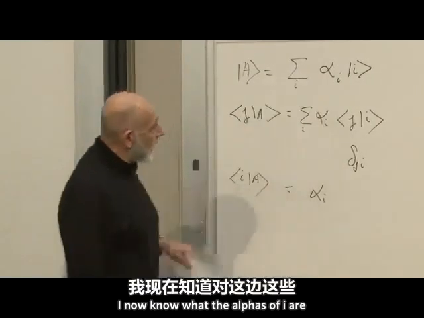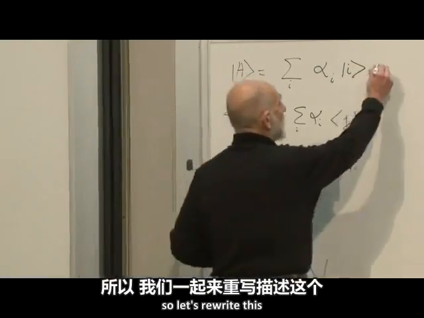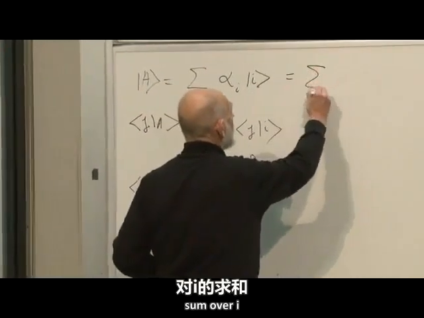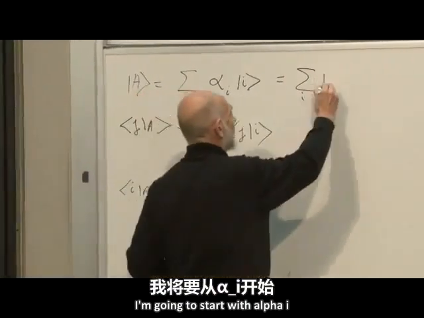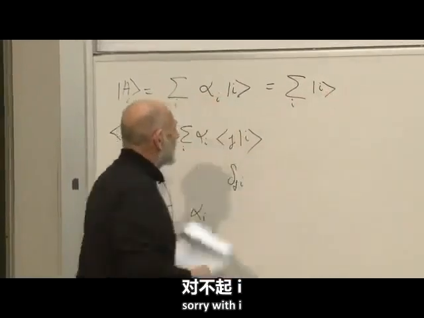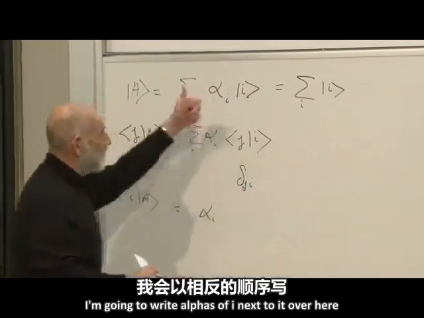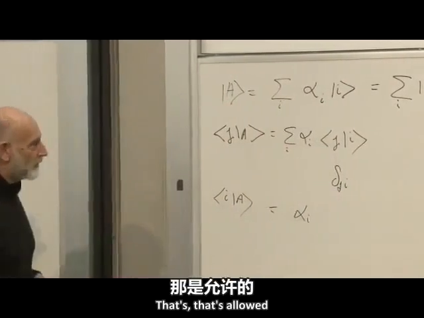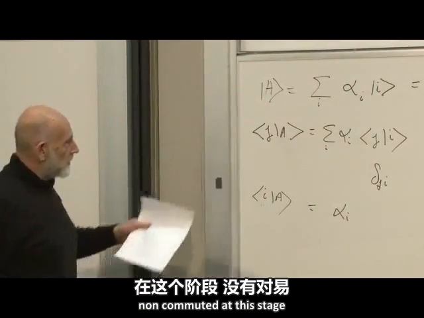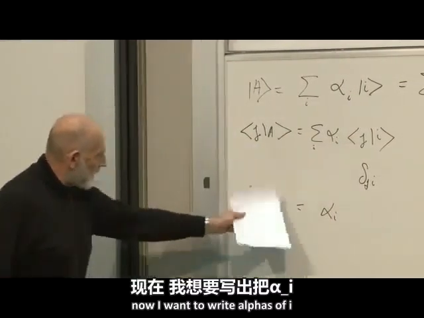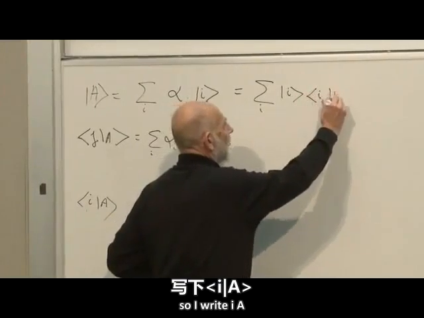I now know what the alpha sub i's are. They're these guys over here. So let's rewrite this. Sum over I. I'm going to start with alpha I, with I, and then write alpha sub I next to it over here in the opposite order. That's allowed. Nothing non-commutative at this stage. Now I want to write alpha sub I. So I write A.